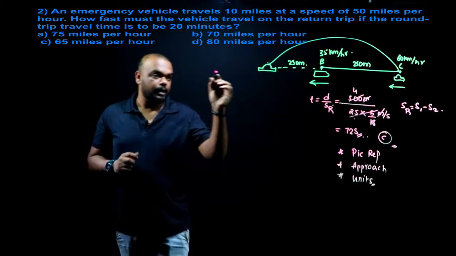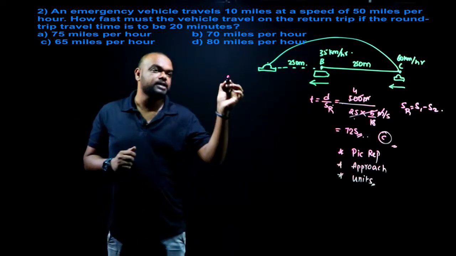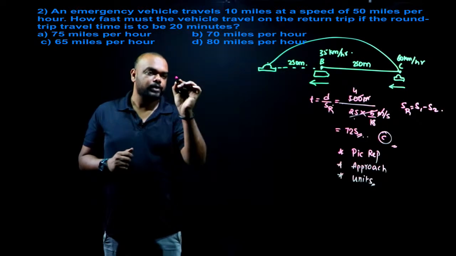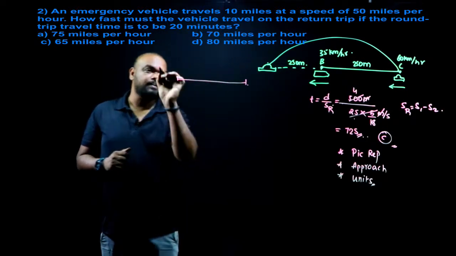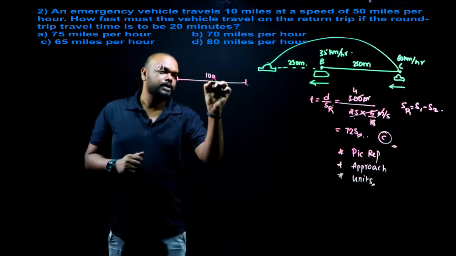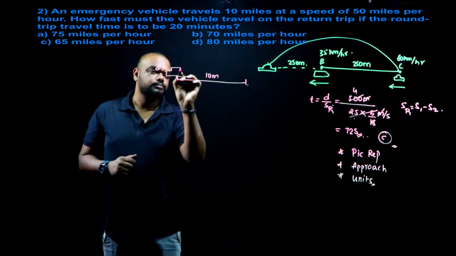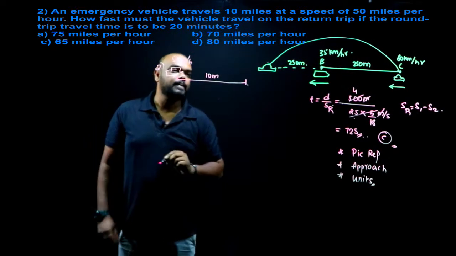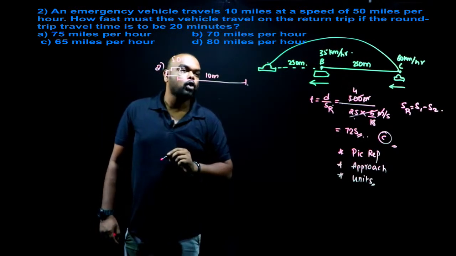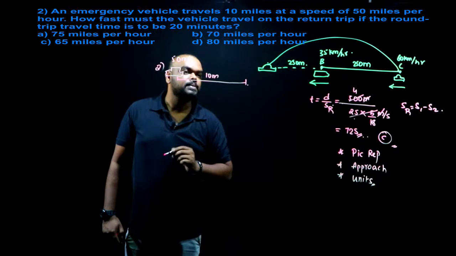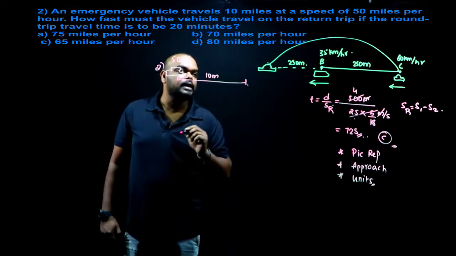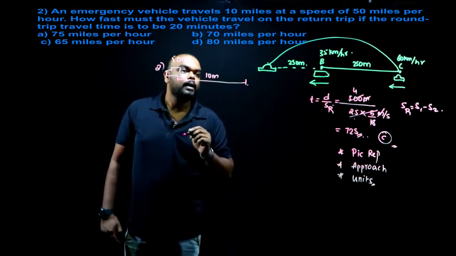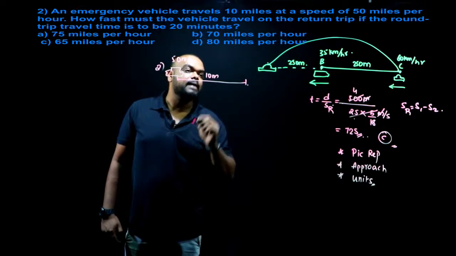And let me represent it. What is it telling? An emergency vehicle travels 10 miles. So 10 miles is there totally. Here is the vehicle, traveling at 50 miles per hour. How fast must the vehicle travel on the return trip if the round trip travel time is to be 20 minutes?